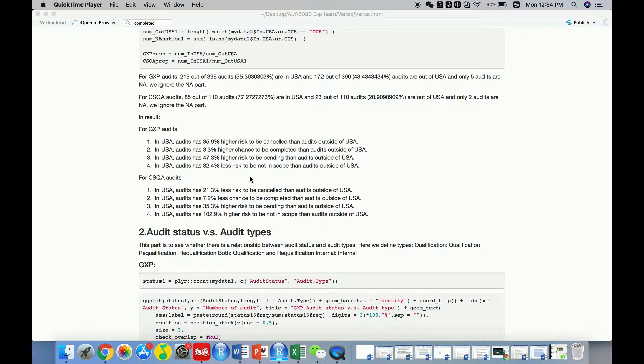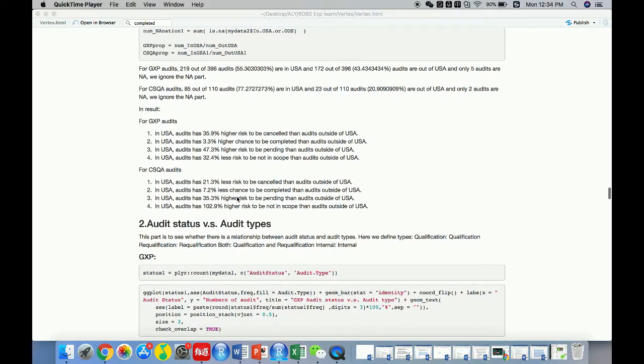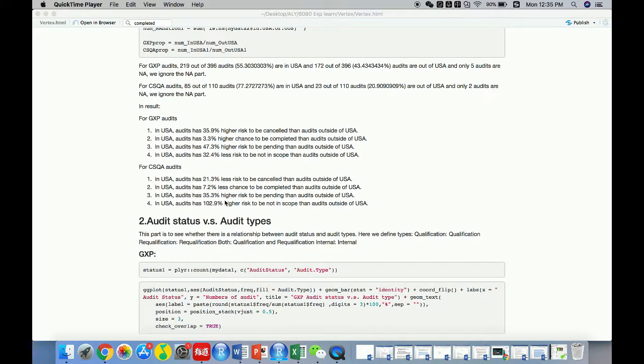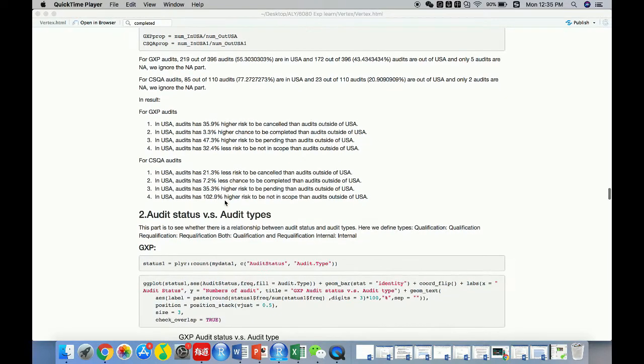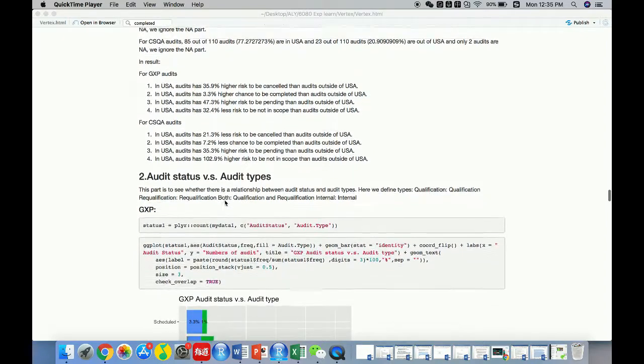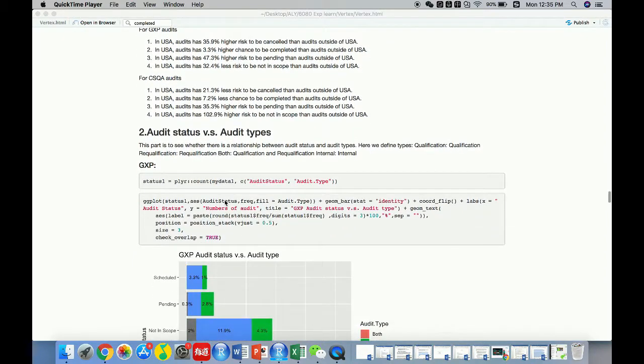So for the CSQA audits, we can say the rate to be completed is kind of the same, but the US audits have much higher risk to be not in scope. Yeah, the audits out of US. So I may say the in USA audits may be better than the out of US audits for CSQA audits. So next part, we analyze the audit status versus audit types.